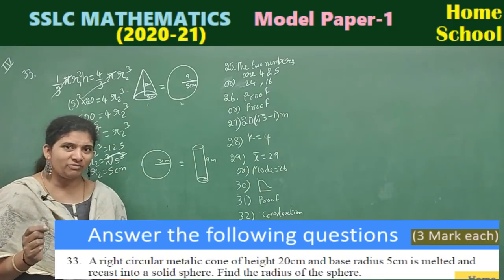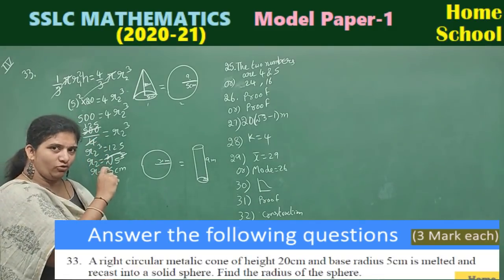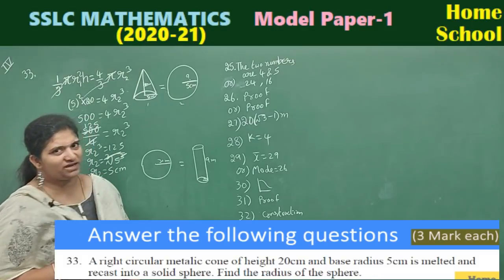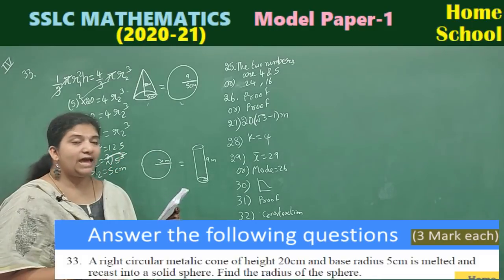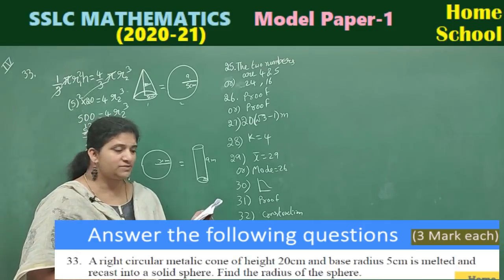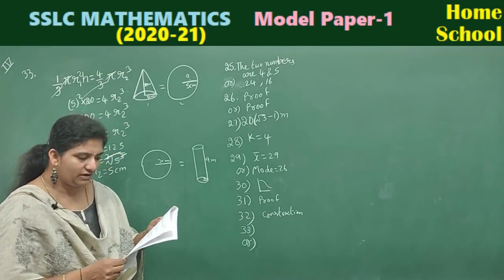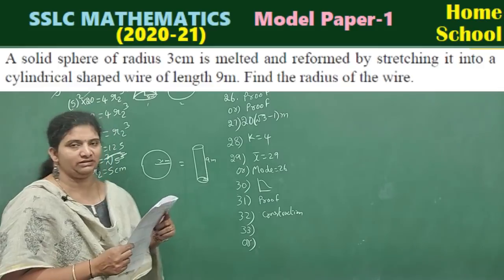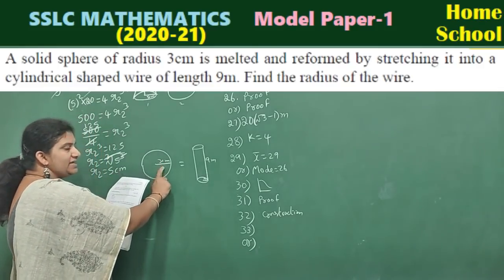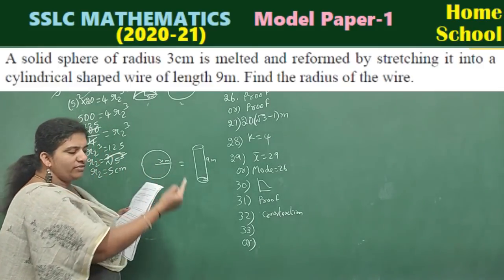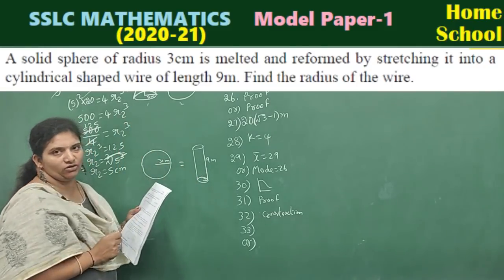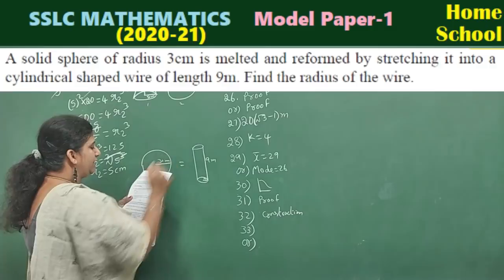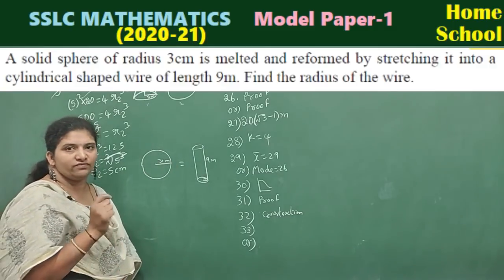Okay, understand the problem carefully. Volume of a cone is equal to volume of a sphere. Equate those two values, you are going to get the radius. And you have one more OR question in this problem. A solid sphere of radius 3 centimeters is melted and reformed by stretching it into a cylindrical shaped wire of length 9 meters. Find the radius of the wire.